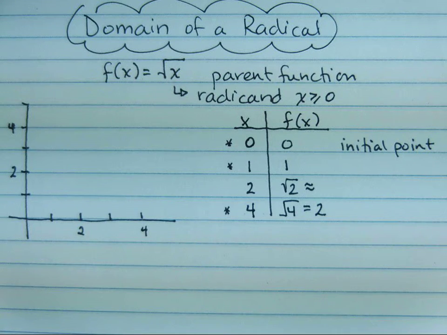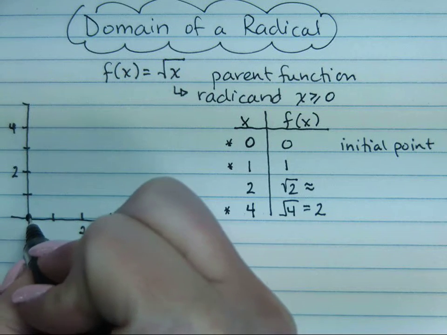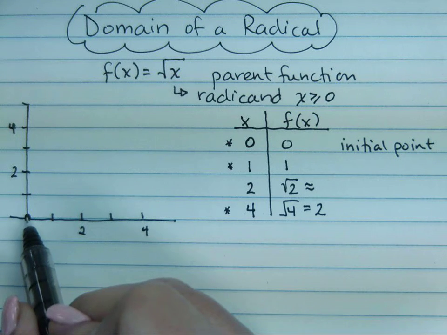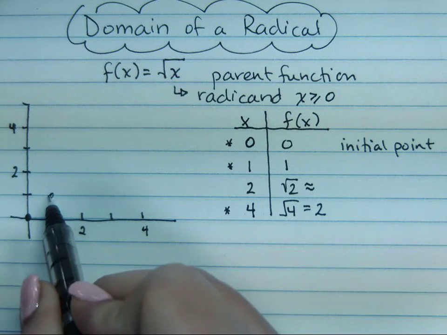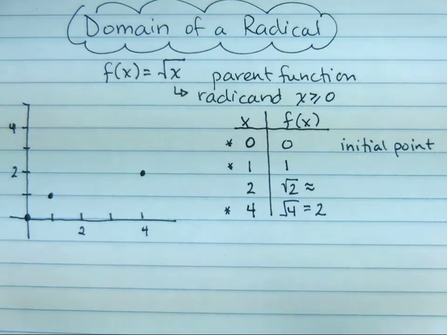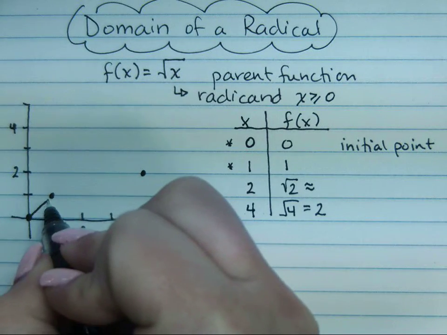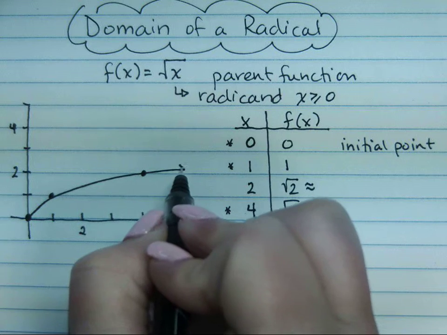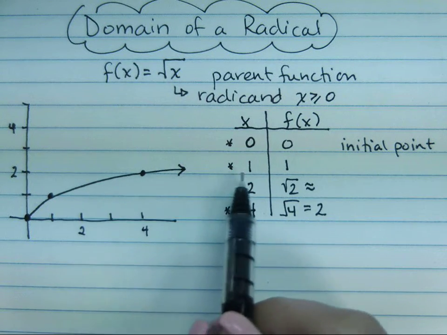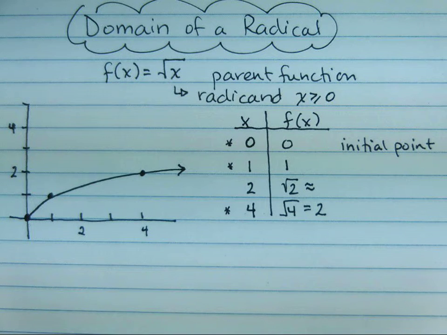So what your function looks like is it starts here at 0, 0, and it doesn't have an arrow. It starts specifically there, and then goes to 1, 1, and then goes to 4, 2. And it would keep going in this manner, like this. Now the right-hand side does have an arrow because I can continue to put x values in that are positive and keep my graph going that way. So that's our generic parent graph.